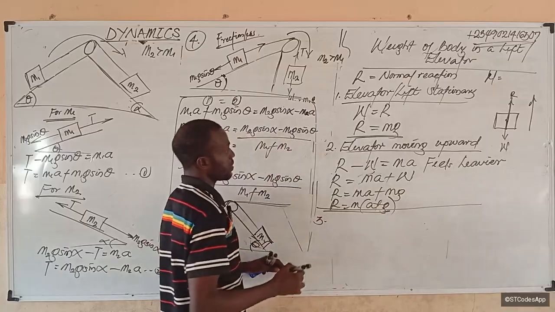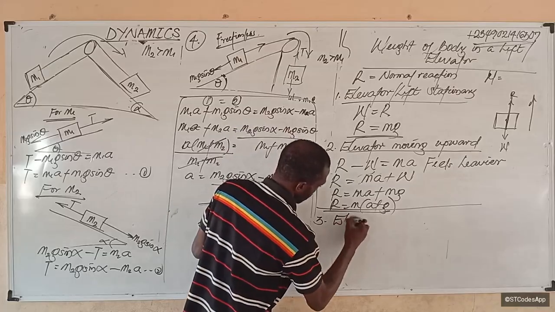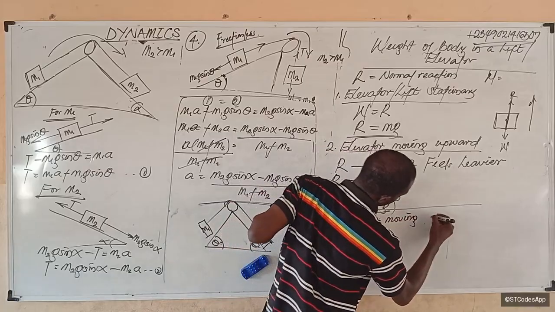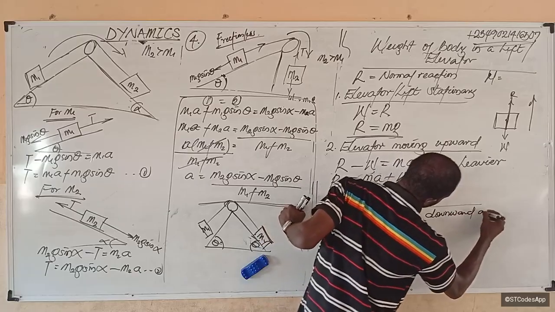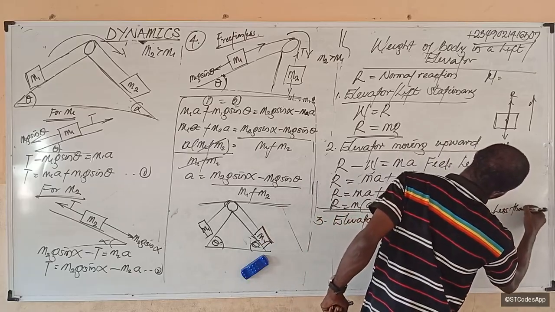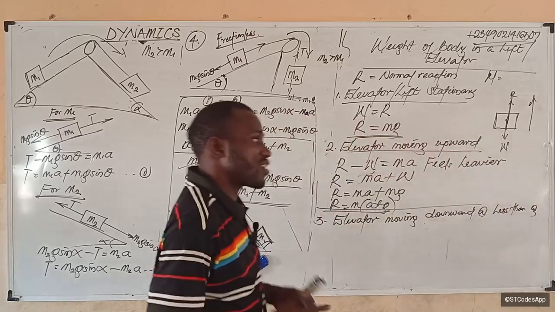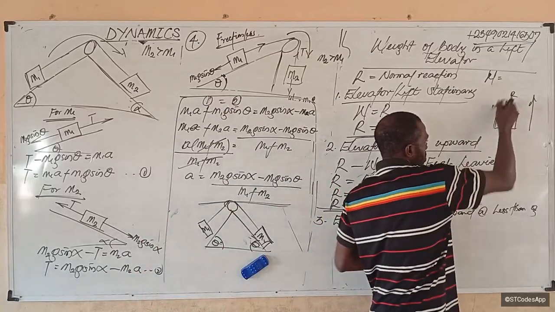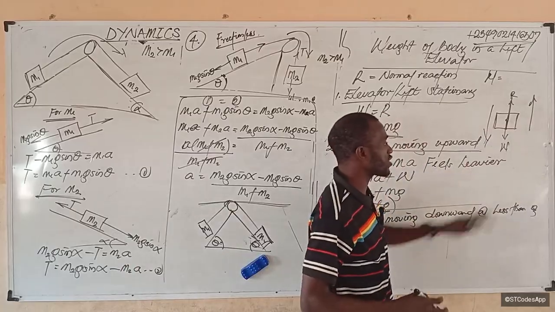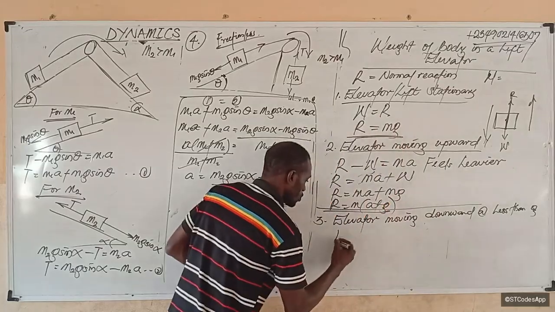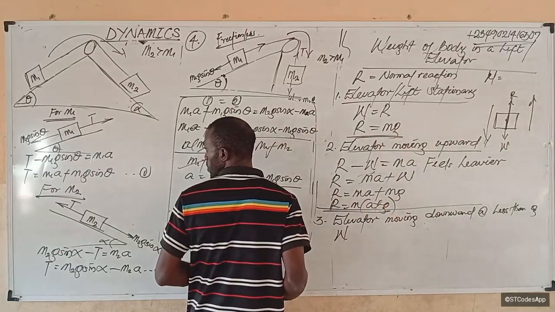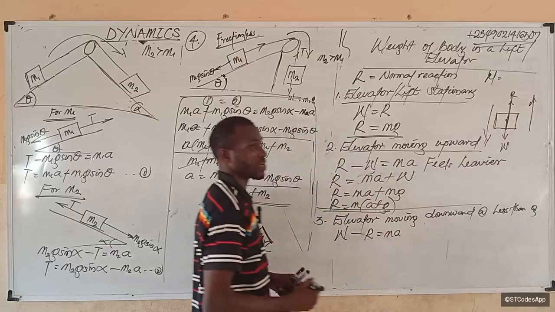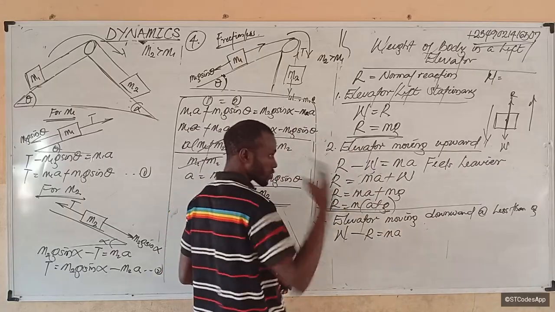Case 3 is where the elevator is moving downwards at less than G. If the elevator is just moving downwards a little bit, let's take it again. If it's moving downward, the direction is down. Which force is in the direction of motion? Weight. So W will be positive. Then the normal reaction is going to be negative. W minus R is equal to the acceleration that will be experienced by the body, because the acceleration will be slow, right?